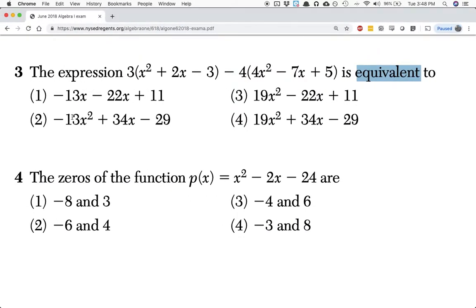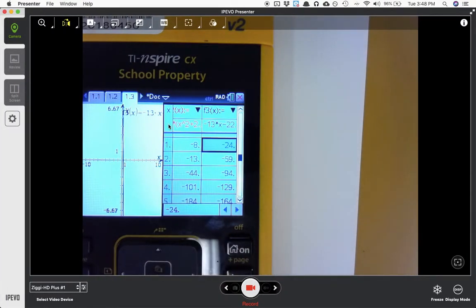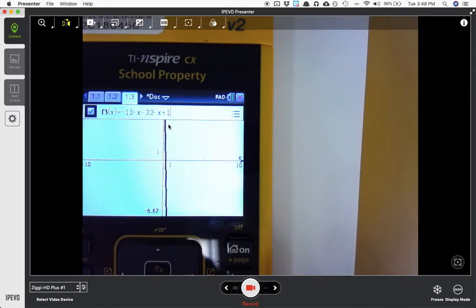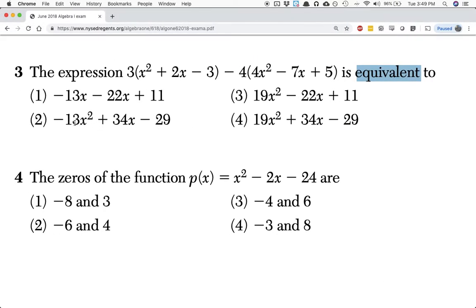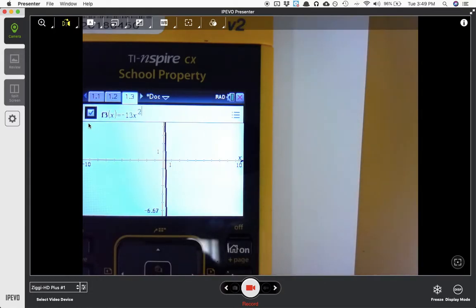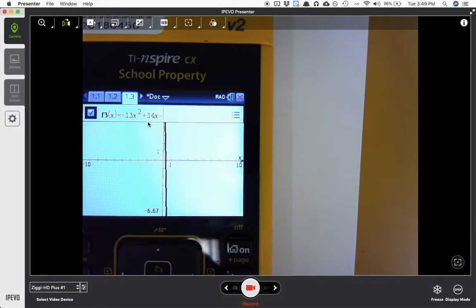We'll check out answer choice 2, negative 13x squared plus 34x minus 29. So I'll hit Control T, and hit Tab again. I'll come up and delete this one because I know it's not that one. It was negative 13x squared, plus 34x minus 29. I hit enter on this one.